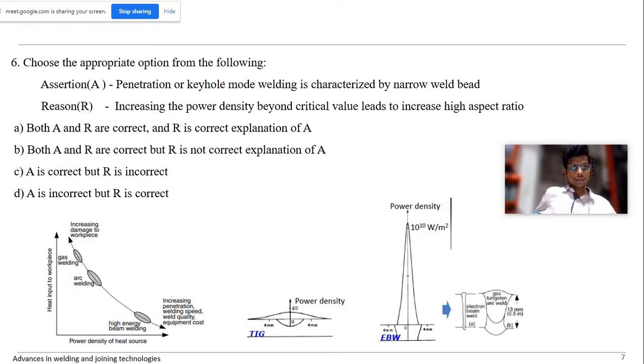So now we check penetration or keyhole mode welding, which is characterized by a narrow beam weld. Increasing the power density beyond a critical value leads to a high aspect ratio. Because of more power density, the high aspect ratio will increase, and because of that keyhole mode will be achieved, and so we'll get a narrow weld bead. So for the sixth one, I think both A and R are correct, and R is the correct explanation of A.